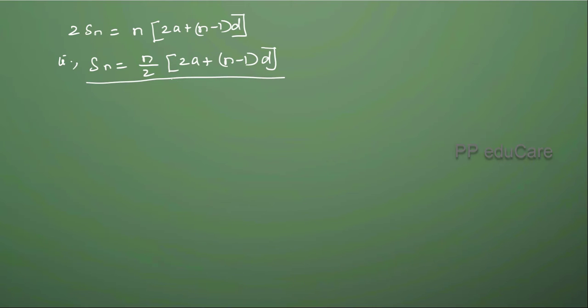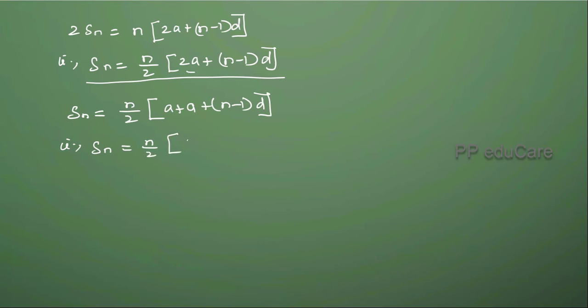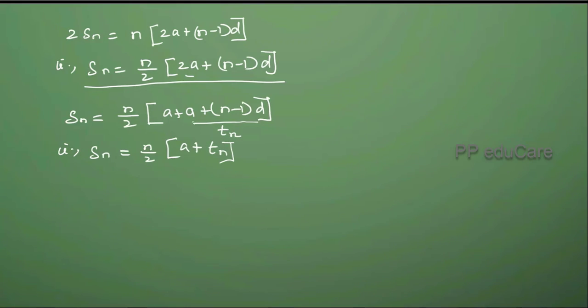Also, this Sn can be rearranged like this. Sn equals n by 2, split this 2a into a plus the remaining term, (n minus 1) into d. That is, this Sn is n by 2 into (a plus (a plus (n minus 1) into d)), and this a plus (n minus 1) into d is the nth term of an arithmetic progression. So this is the nth term of an arithmetic progression.